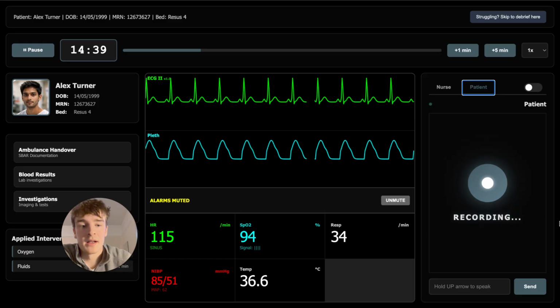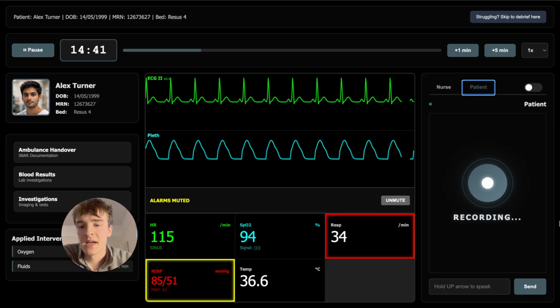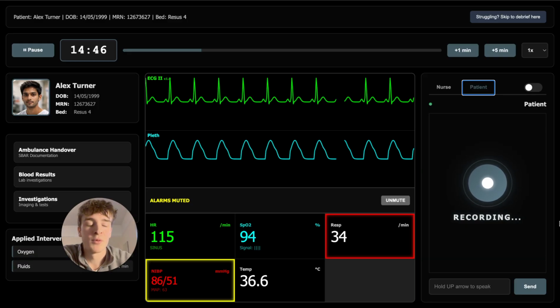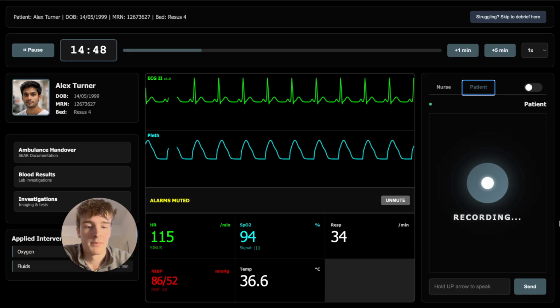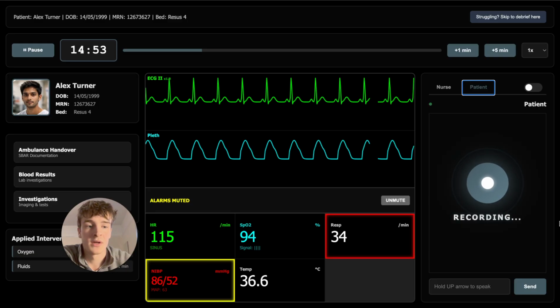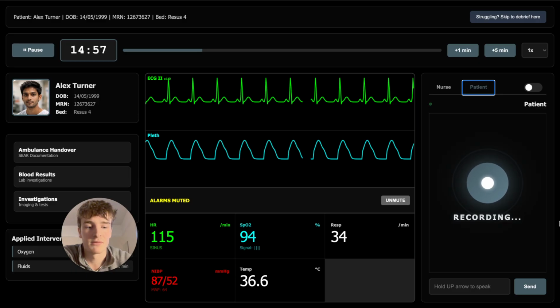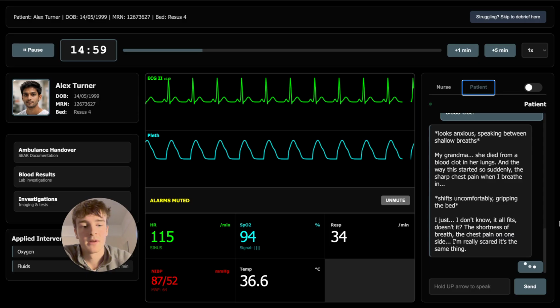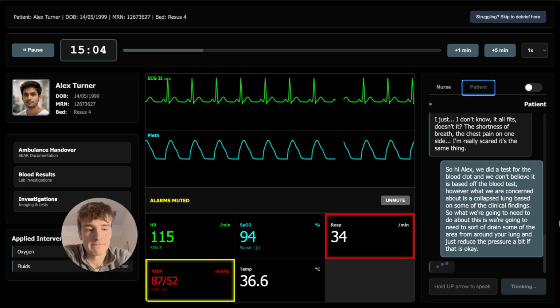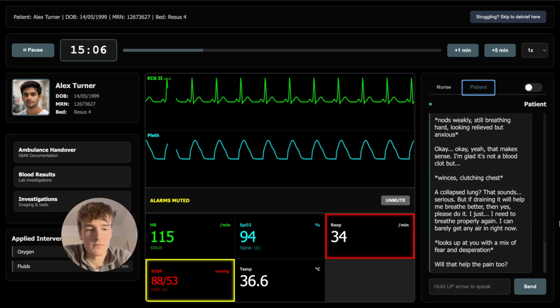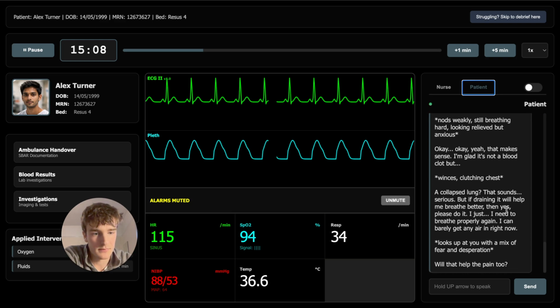Hi Alex. We did a test for the blood clot and we don't believe it is one, based off the blood test. However, what we are concerned about is a collapsed lung based on some of the clinical findings. So what we're going to need to do is drain some of the area from around your lung and just reduce the pressure a bit, if that is okay. Okay, yeah, that makes sense. Collapsed lung, serious.